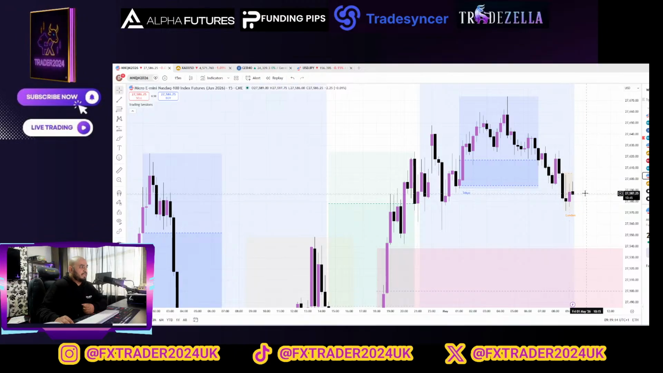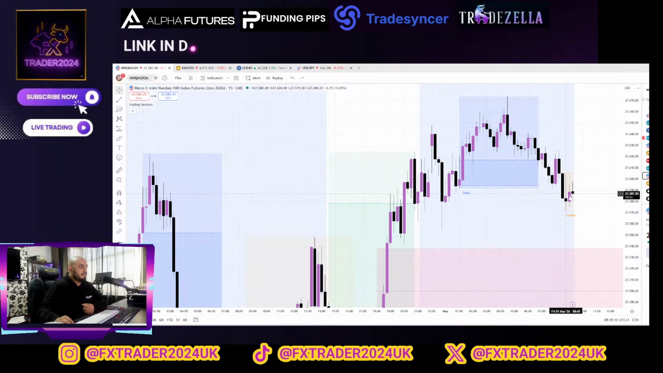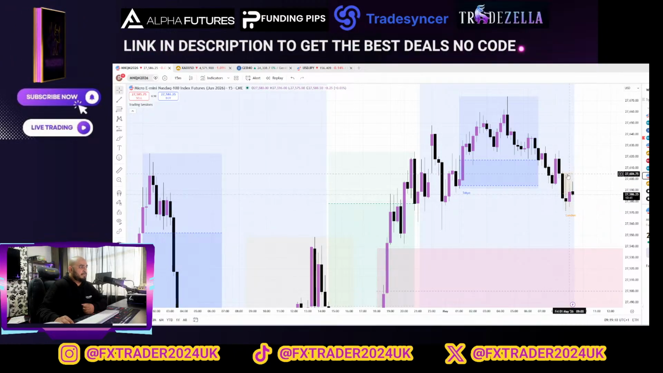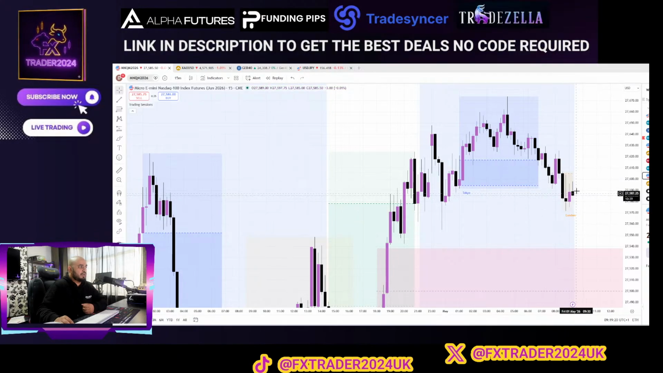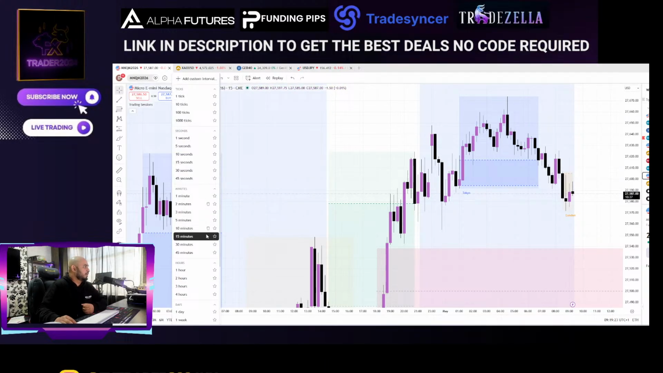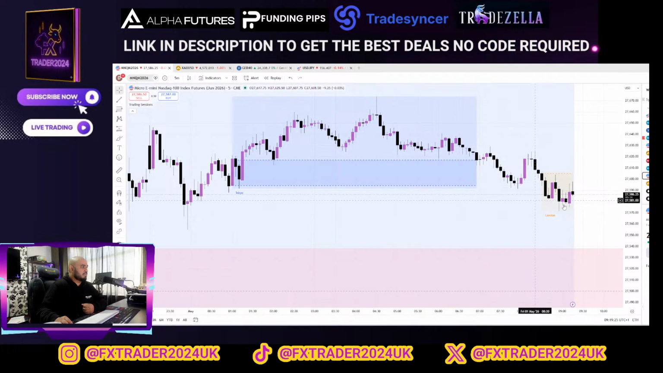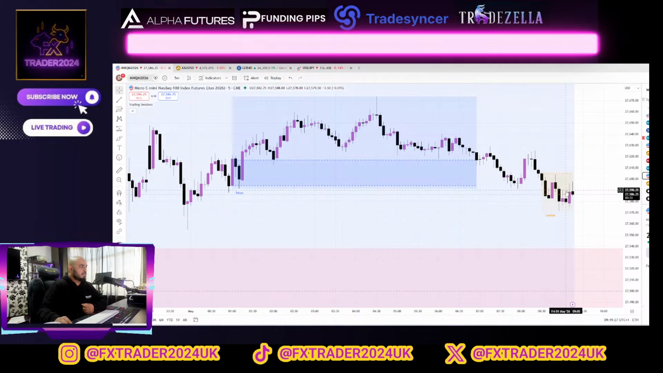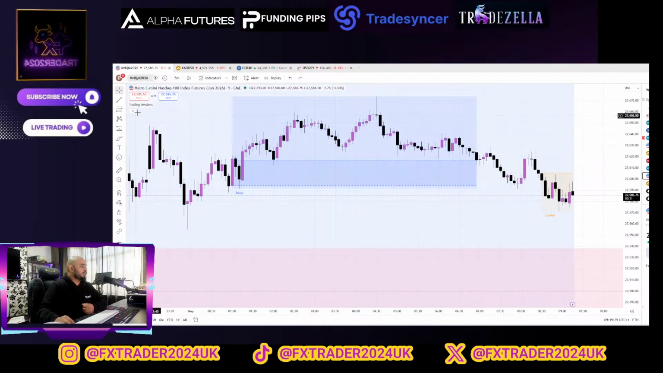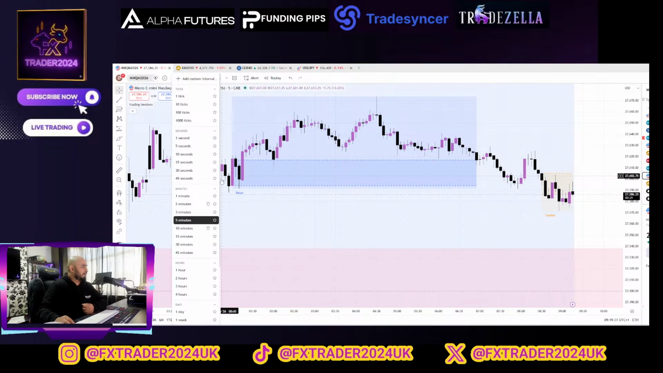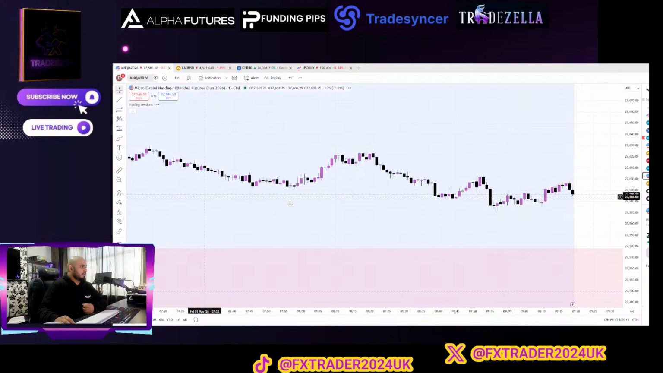I would have liked this rejection area here, but price came into it, pushed down, and then it just started consolidating in that same area. So that's not quite nice as well. That's pretty poor, and price is moving very weak and choppy.